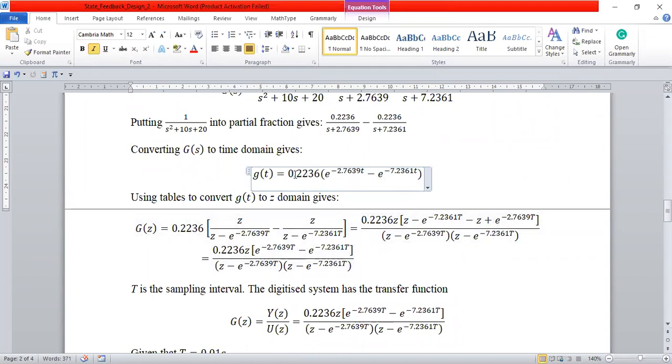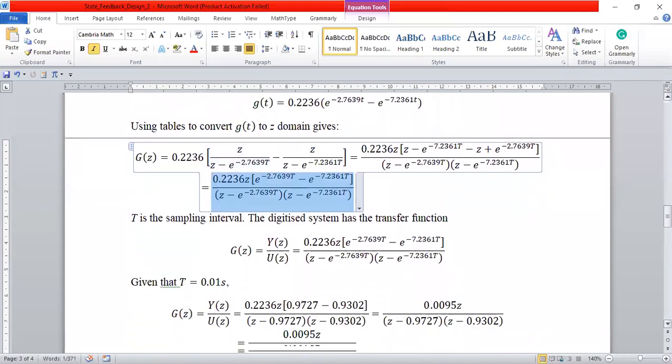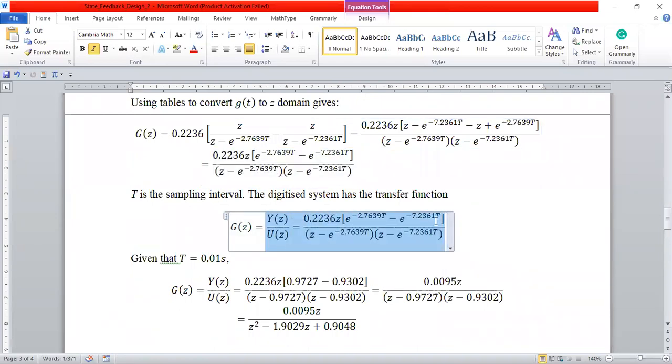So this is a constant. Then the z transform of this is given by this. So you just use your tables to convert. Then after doing that, you just do some simplifications, then modifications, then we arrive at this. And so we have been able to successfully convert from the S domain, from the continuous time domain to this discrete time domain, which is given by this.